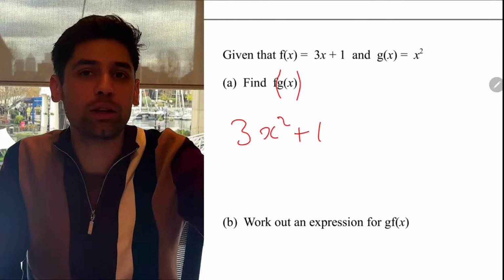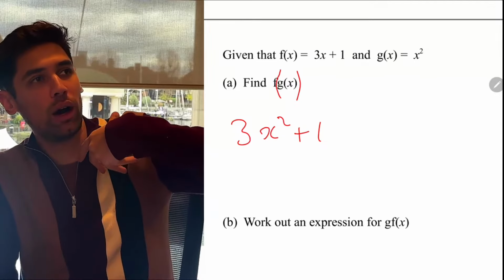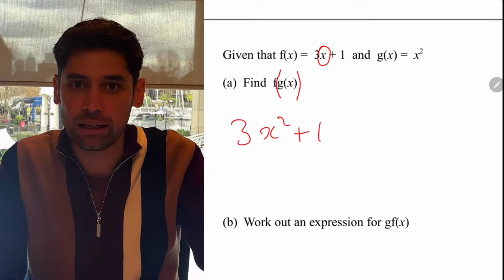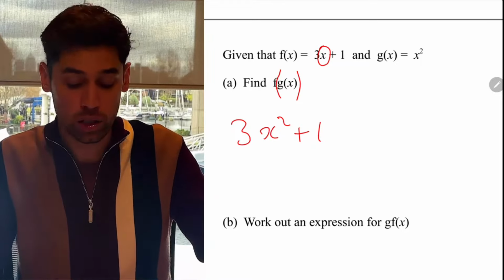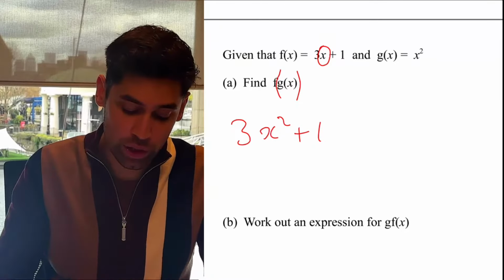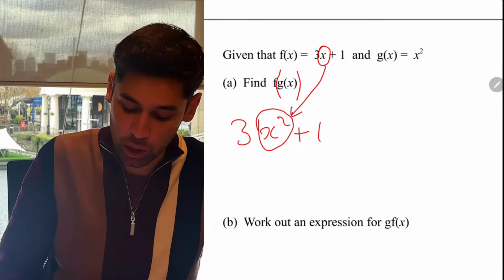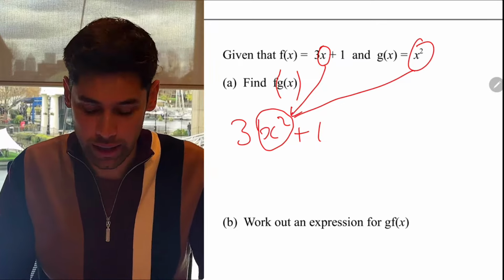If we had a value for g of x, if it was 3, for example, we would plug 3 in for x here. But it's not, it's x squared. So we plug x squared in for x. That's why there is just a straight swap. X is x squared, because we're plugging the x squared into there.